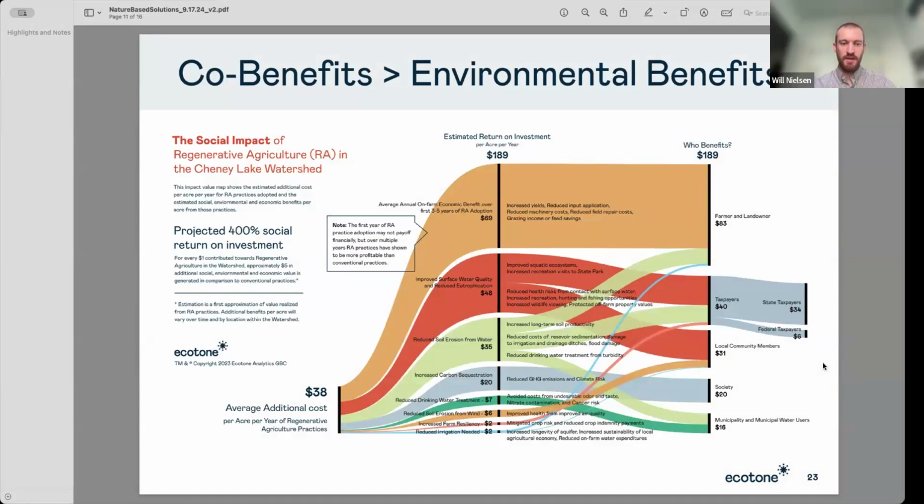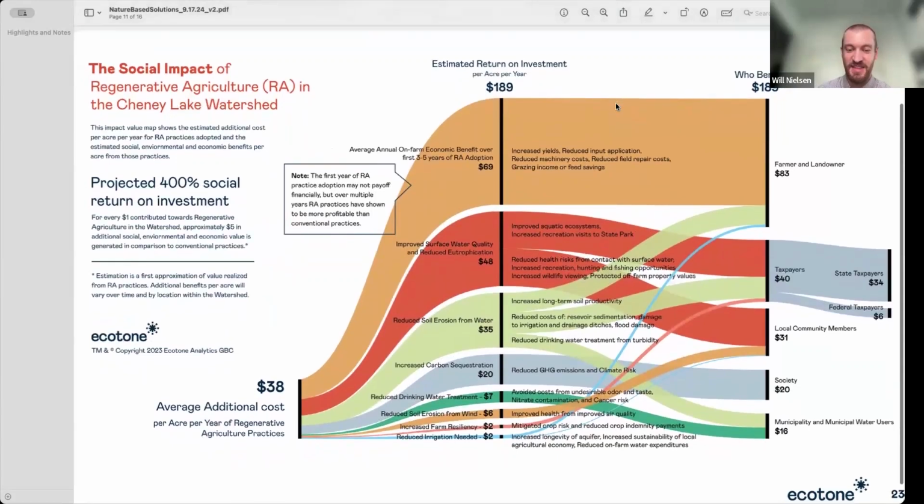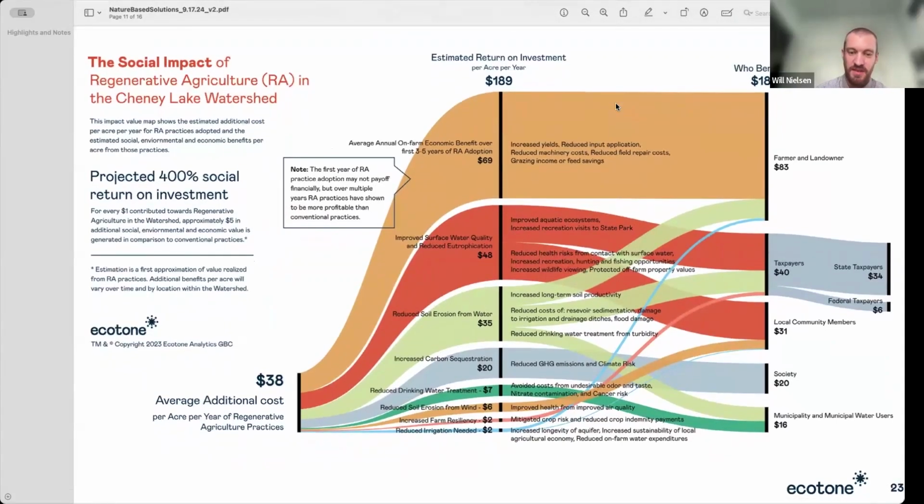Yeah, sure. So within this visualization here, we have a projection of the value that can come from implementing regenerative agriculture practices. And this was an analysis that we did with folks over at General Mills. So as a quick orientation to the visual here, on the left-hand side, we've got a bar that says $38, and that's the average additional cost per acre per year of practices. And from that bar are several colored bars that signify the different types of outcomes that can come from this investment. So what becomes clear pretty quickly is there's a lot of different outcomes that can come from this.